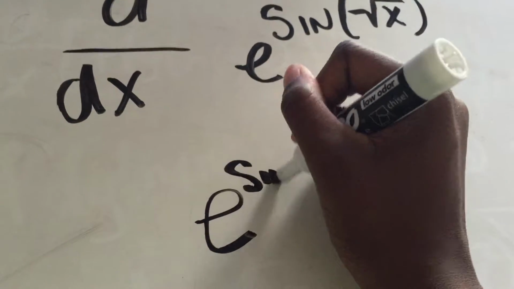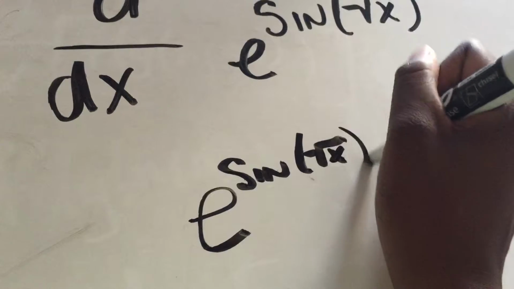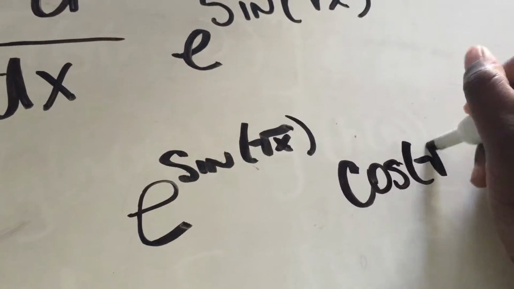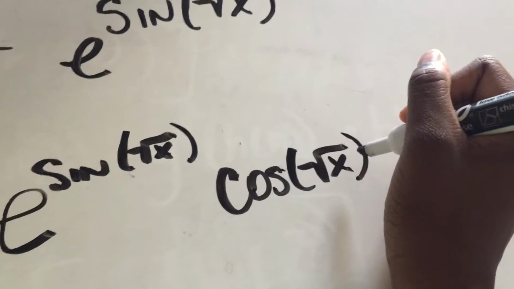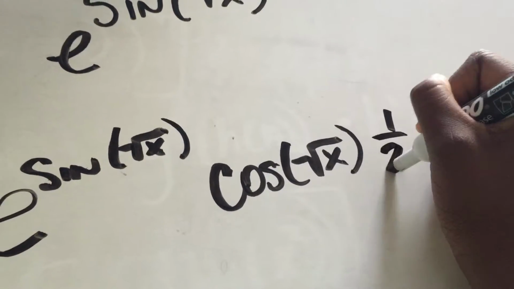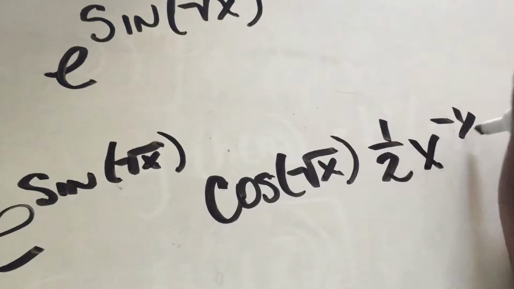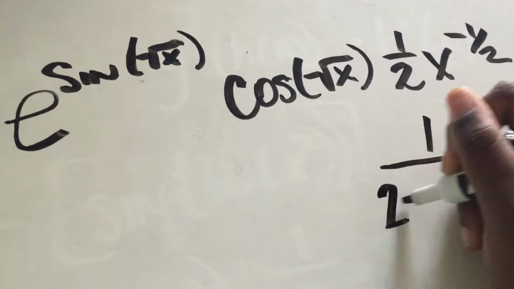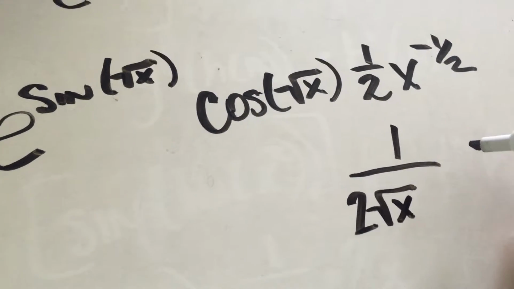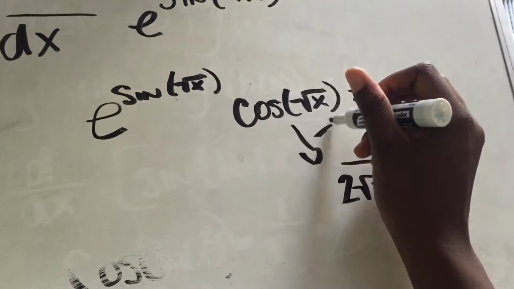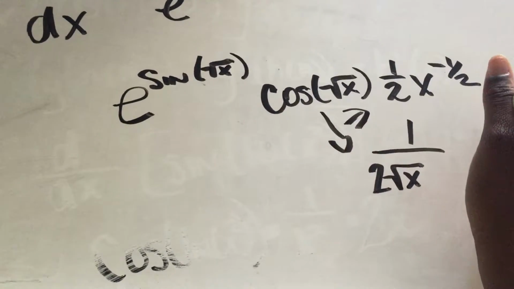The derivative of e is just e. So the first one is going to be e to the sine of the square root of x. And then the second one is cosine of the square root of x. And then the next one is going to be 1/2 times x to the negative 1/2, or you could write it like this: 1 over 2 times the square root of x. And that's the derivative. You can go either here or there, as I said, but that's the derivative.